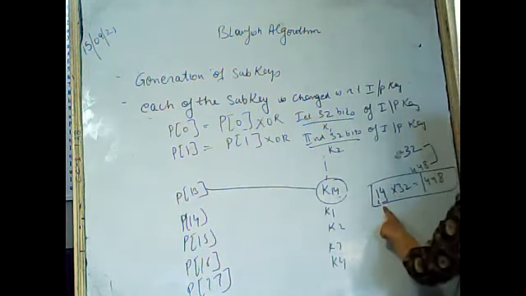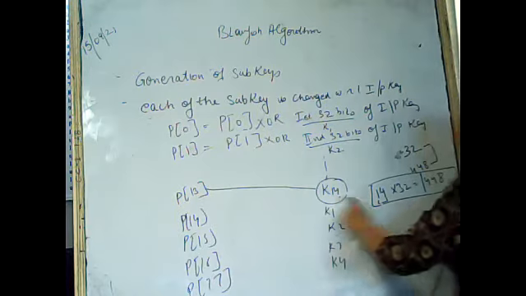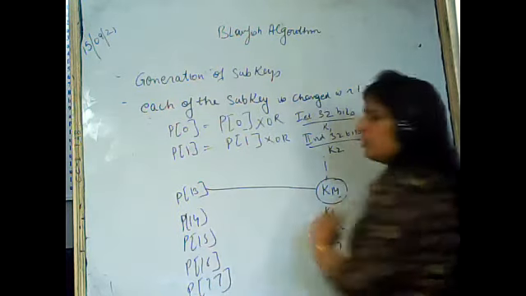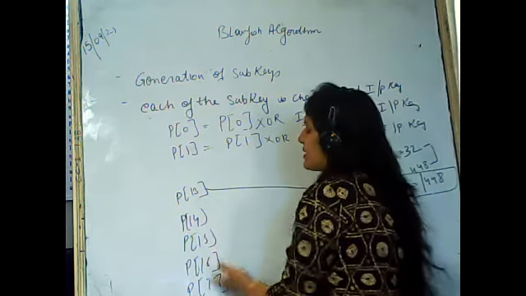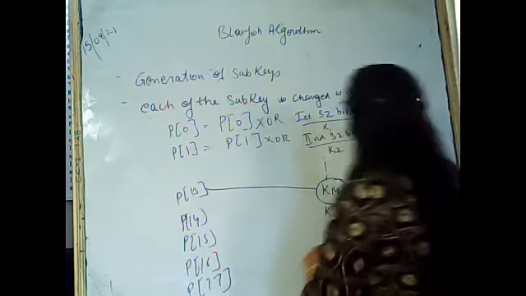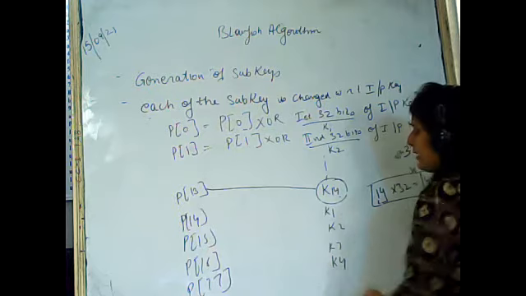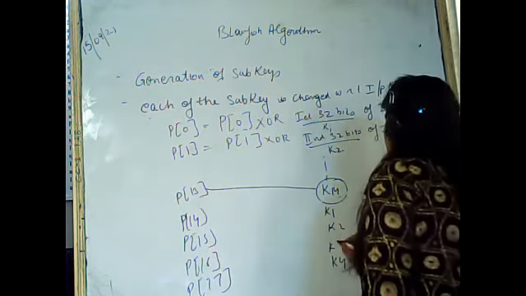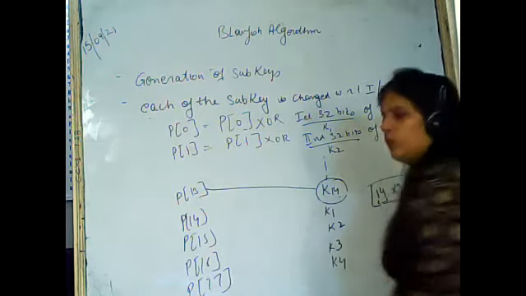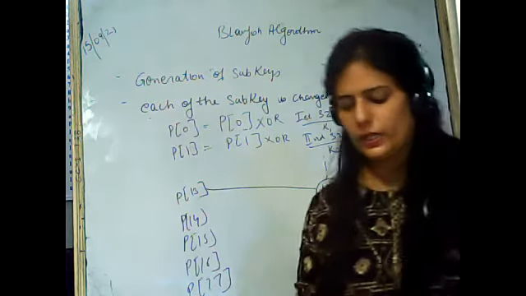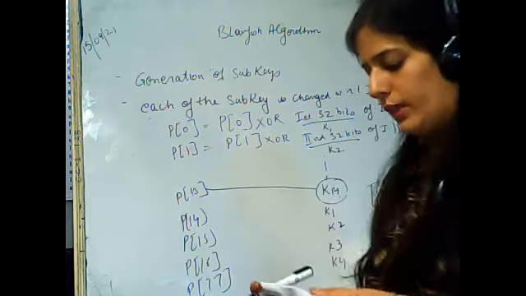Total how many keys can we have? 14 keys. So till P13, we can easily calculate all those values over here. Now, what about P14, 15, 16, and 17? We will again repeat P1, P2, P3, and P4. So this is how finally you will get the key values.